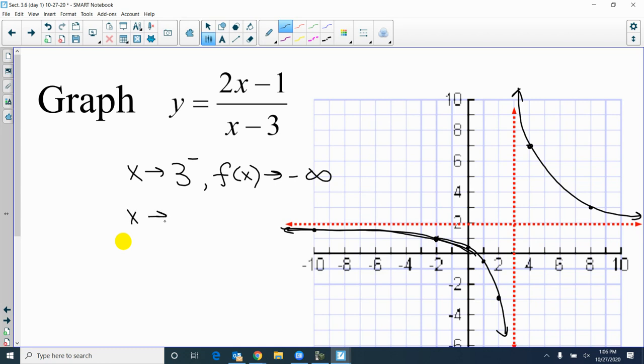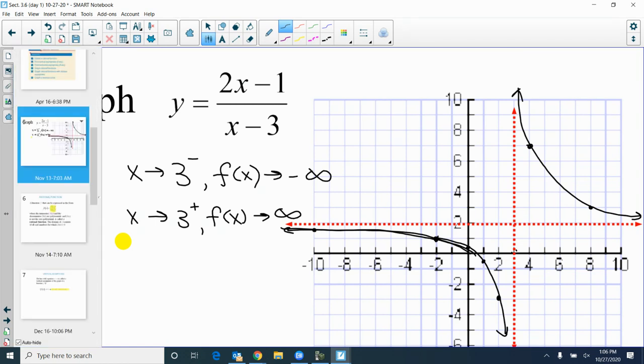As x approaches 3 from the right, okay, as I plug in numbers bigger than 3 and I get closer and closer to 3, where is it going? f of x is going to positive infinity. So that's what the little plus sign means, and the minus sign, from the right and from the left, okay?